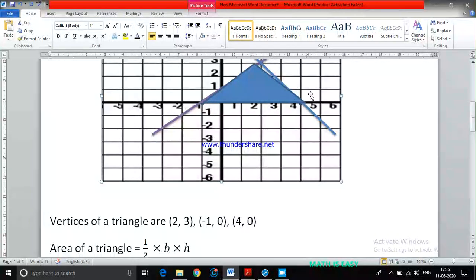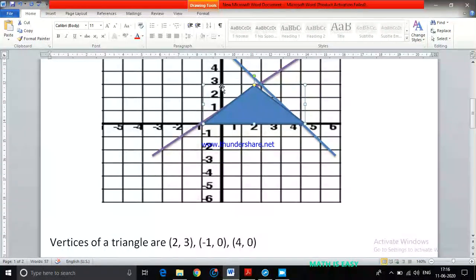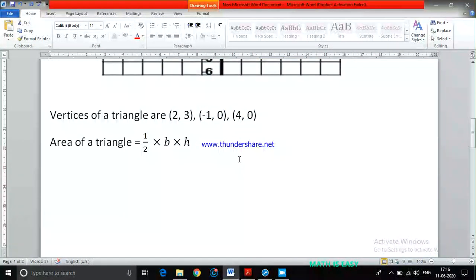So the base is 5, and the height is from here to here, this straight line from the vertex till the base, the perpendicular line, is the height. So what is this distance from here to here? The distance from here to here is the same as the distance from here to here. So this distance is 3 centimeters. So the height is 3 centimeters.